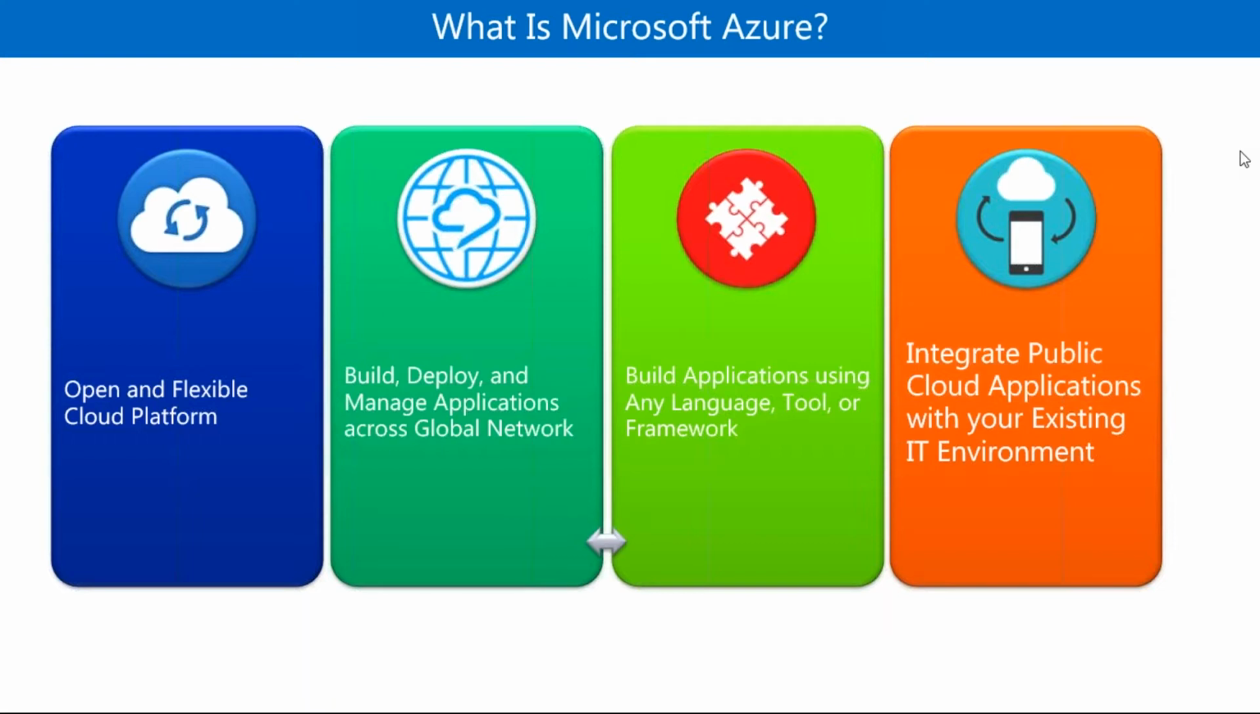The second option is to build, deploy, and manage any of the applications across the global network. Whatever applications you want to deploy, C Sharp, Python, or Informatica, wherever the customers belong, whether in Canada, Singapore, Australia, Germany, or elsewhere, it helps you deploy and manage those applications across the globe.